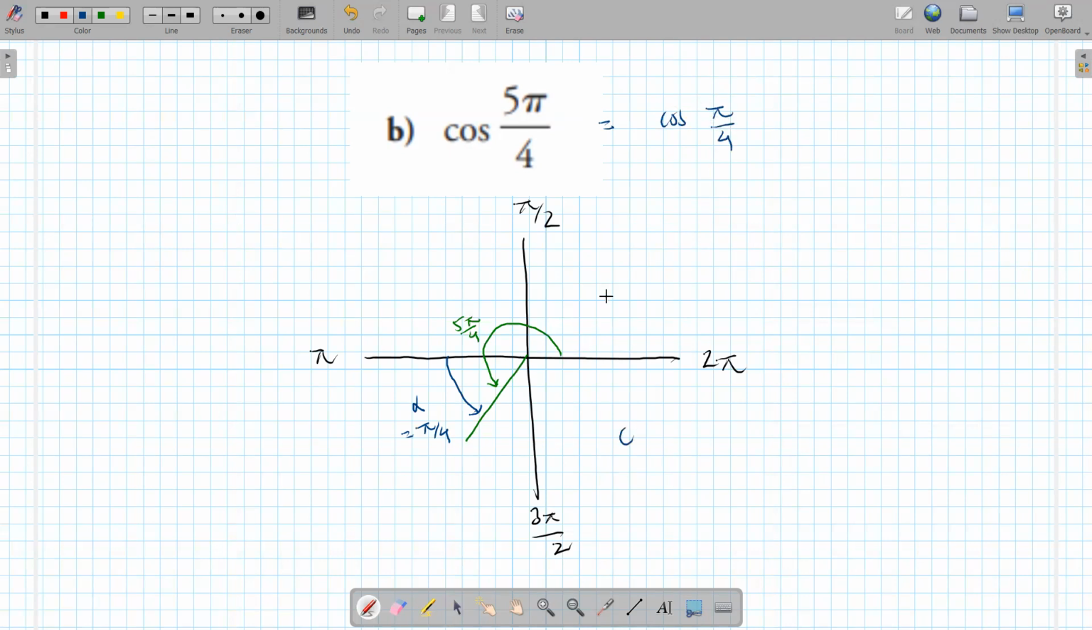Now, let's see if it's positive or negative. CAST. Is cosine positive or negative in quadrant 3? It's negative, so you'll put a negative sign here.